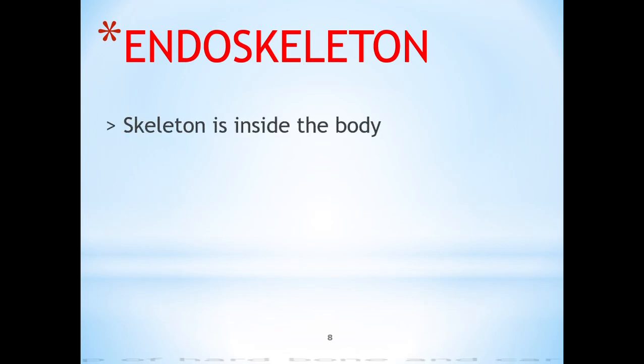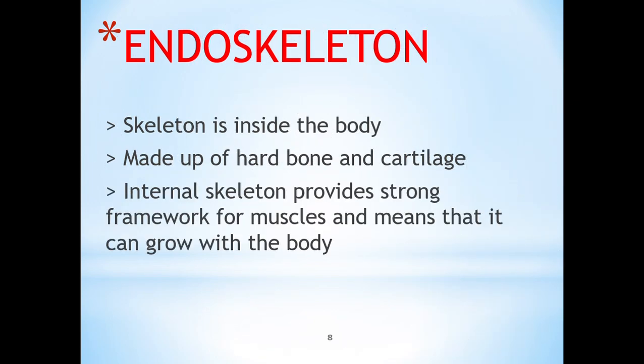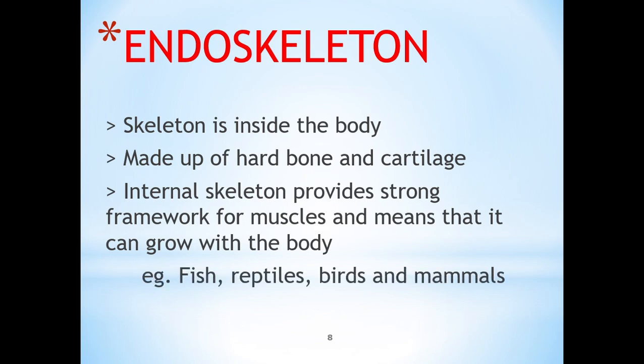Another one is the endoskeleton, where the skeleton is inside their body. It is made up of hard bones and cartilages. The internal skeleton provides a strong framework for muscles and means that it can grow with the body. For example, we have fish, reptiles, birds, and mammals like human beings.